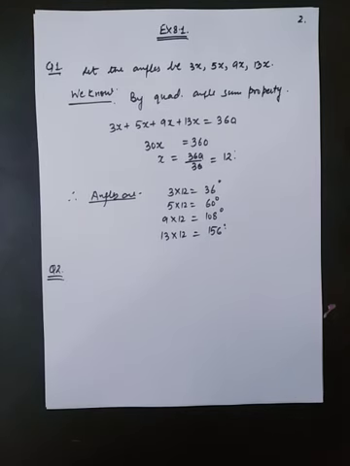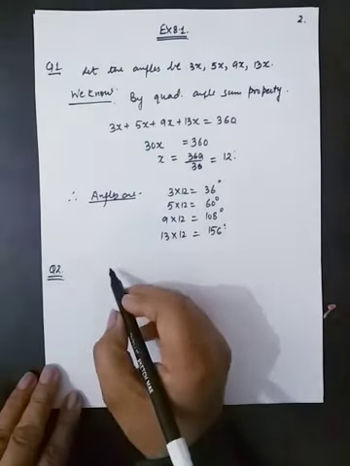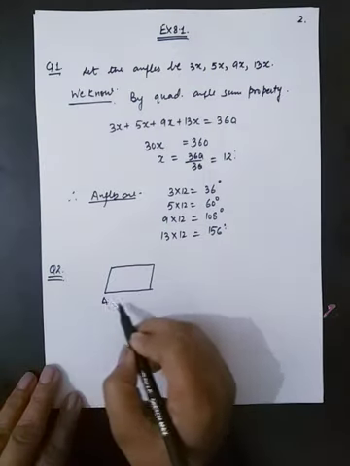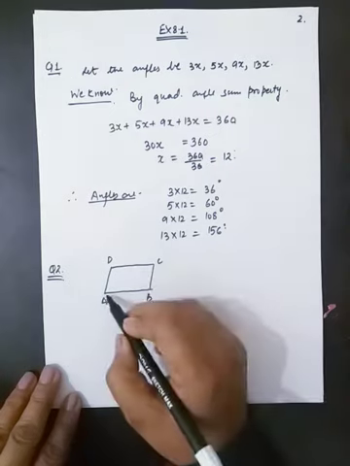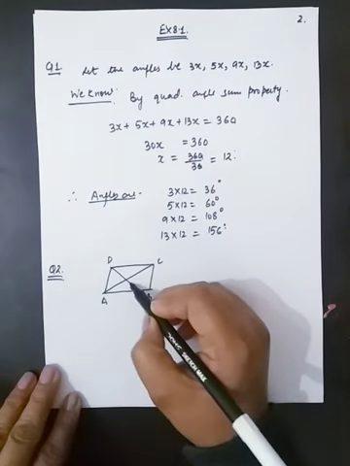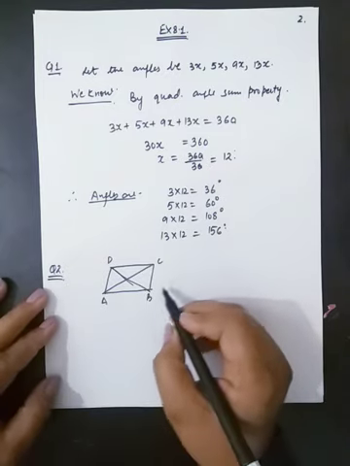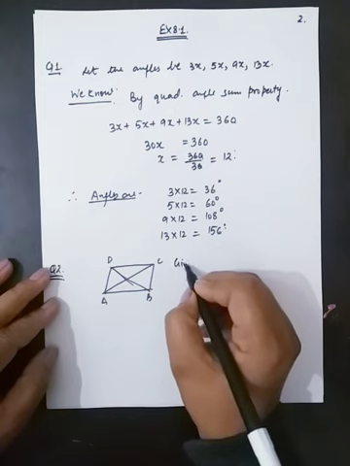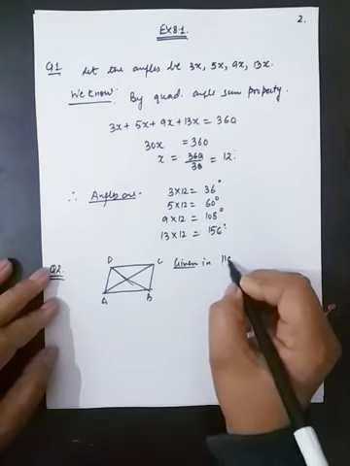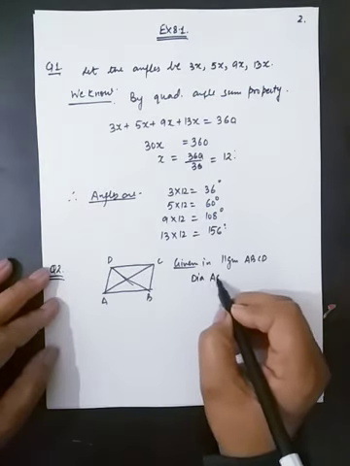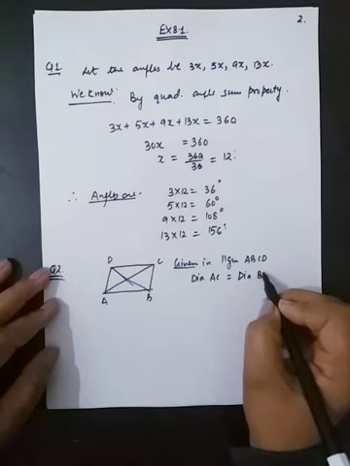Question number 2. If the diagonals of a parallelogram are equal, then show that it is a rectangle. Let us draw the figure. Here ABCD is a parallelogram and in this parallelogram diagonal AC is equal to diagonal BD. This is given to us and we have to prove that ABCD is a rectangle. So what is given here? In parallelogram ABCD, diagonal AC is equal to diagonal BD.